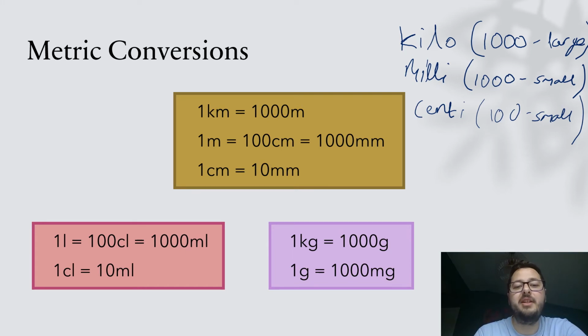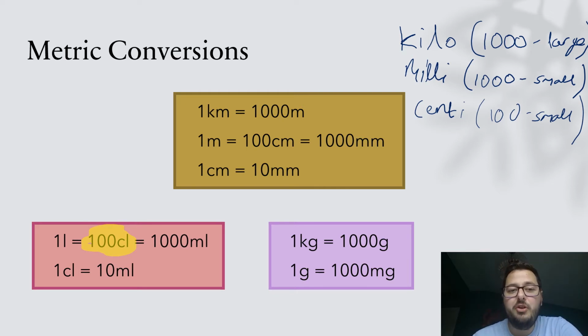So we've got that 1 kilometre is 1000 metres. And we've also got that 1 metre is 100 centimetres. And 1 metre is also 1000 millimetres. And then just that little conversion as well, that 1 centimetre is 10 millimetres. Similarly, we've got that 1 litre is equal to 100 centilitres. You don't see that a lot, but sometimes in a question you might see centilitres. But 1 litre is 1000 millilitres as well, and 1 centilitre is equal to 10 millilitres. And then similarly, we've got that 1 kilogram is 1000 grams, and that 1 gram is 1000 milligrams.